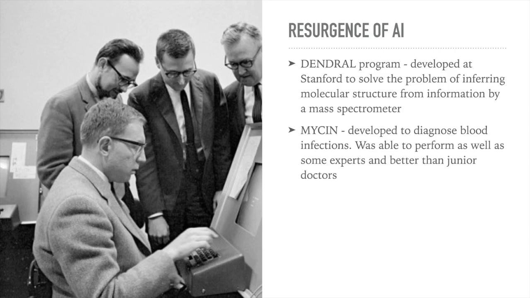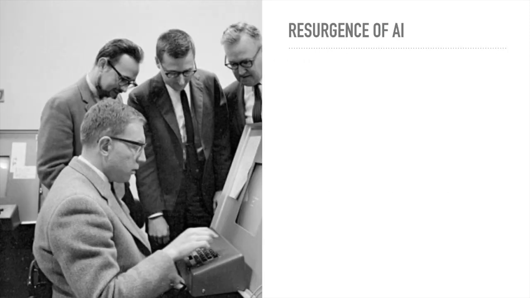So Mycin was a perfect example of this. The machine was developed to diagnose blood infections, so the scientists were now actually trying to help out people and make better predictions for the future, so that it can help the society as a whole. And what was the major difference? Why were the machines suddenly starting to work better?